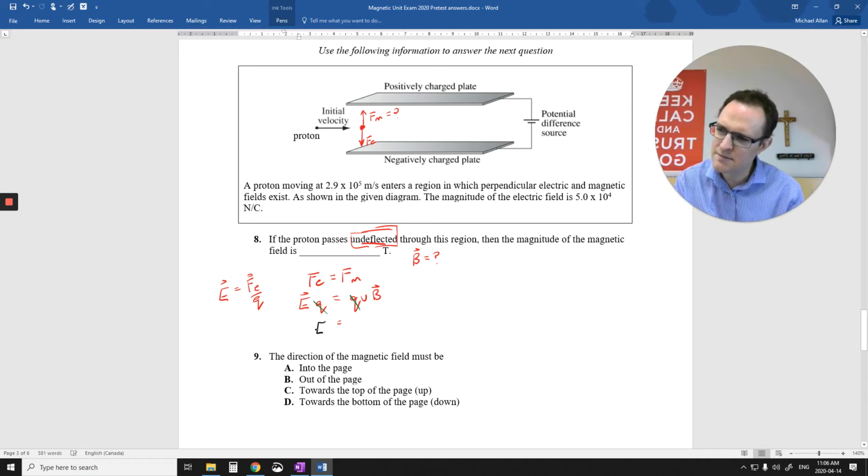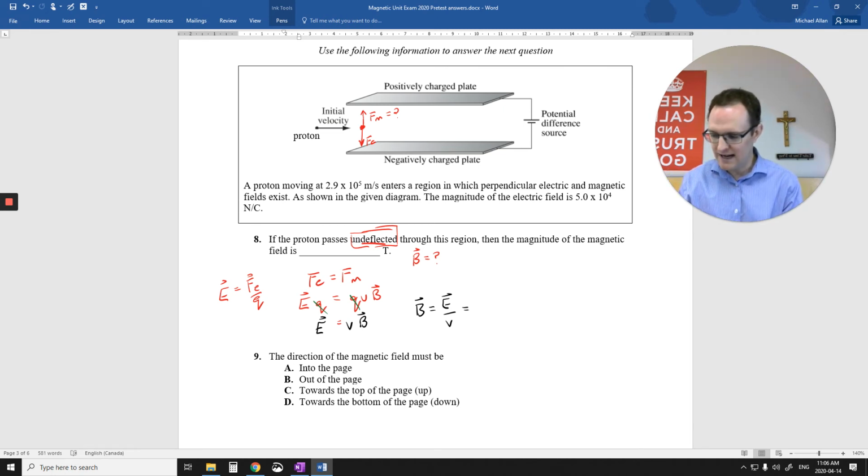Charges cancel out. So that means I have E is equal to V times B. I rearrange this for B. Okay, so it's going to be my electric field divided by my speed. So I didn't need to know anything about this proton other than how fast it's going and what the electric field is. Which is good because those are the two numbers I have here.